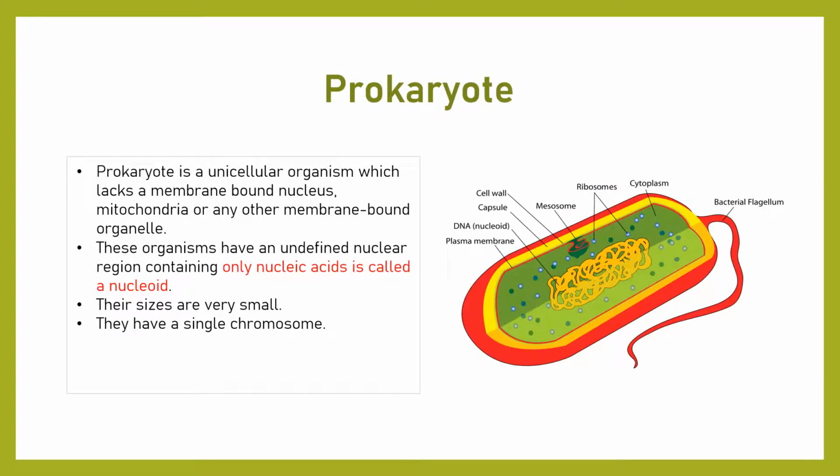Now let's see here. These are the prokaryotic organisms. They are unicellular organisms. They lack a membrane bound nucleus. You won't find any membrane bound nucleus, neither will you find any membrane bound organelles. These organisms have an undefined clear region containing only nucleic acid, called the nucleoid, a very important point. Their sizes are really small. They have a single chromosome, and usually they are bacteria.